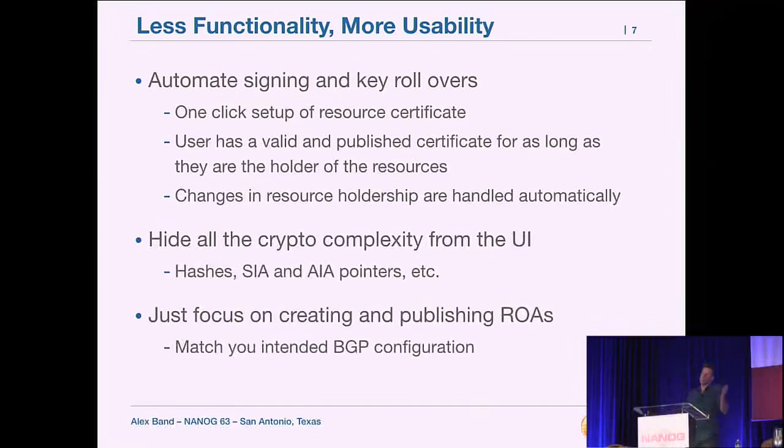We were like, if we're going to take care of all of the crypto, we don't need to show it in the interface either. So all of those hashes and SIA pointers and AIA pointers, we don't need any of that. The only thing that a user really needs to worry about is setting up their ROAs, making sure that what they publish actually matches their intended BGP configuration. That was the goal.